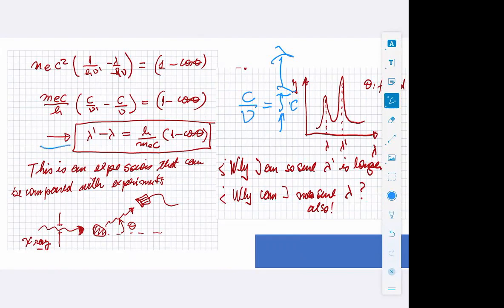This is the famous Compton expression, actually. What does it say? It says, look, you're getting in with lambda, and you're getting a lambda prime that is actually longer. Why is it longer? Is it clear for you guys?